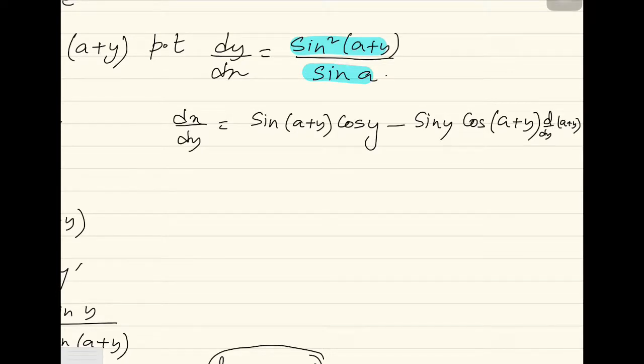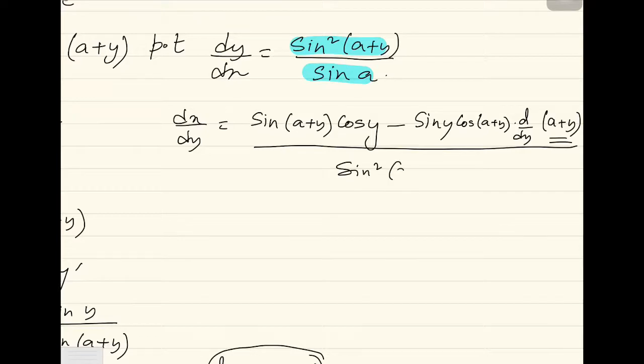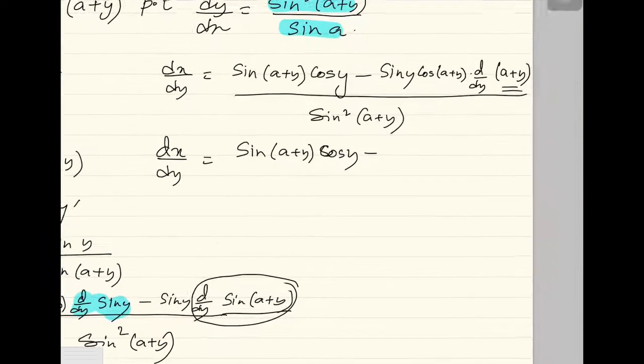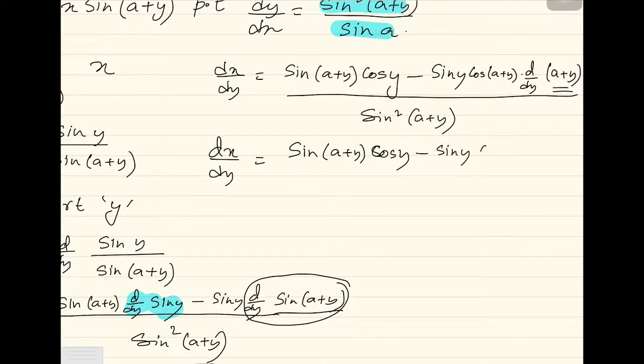Let me rub and rewrite this. It'll be cos(a + y) and d/dy of (a + y). But d/dy of a plus y, a is a constant so it is 0, and y gives 1, so that will vanish in the next step, divided by sin²(a + y). Correct? Let's check. Yes. Finally dx/dy equals, let me zoom in a little, sin(a + y) cos y minus sin y cos(a + y), and this becomes 1, so divided by sin²(a + y).